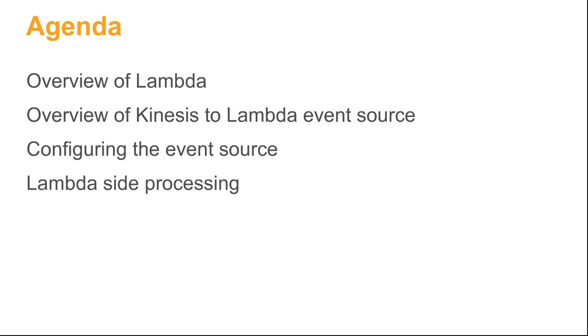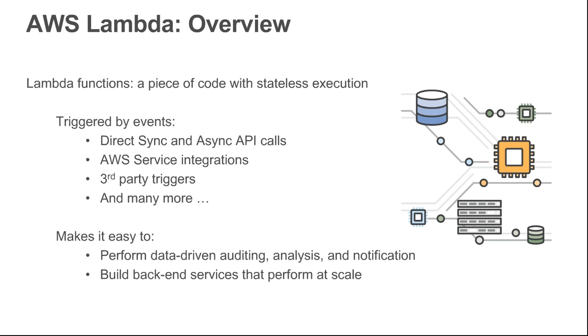So to start off, I want to talk about Lambda itself. A Lambda function is a piece of code with stateless execution. Another key component of this is the fact that it's triggered by events. You can trigger these events directly with a synchronous or an asynchronous API call, through the CLI or a Java SDK. Or you can trigger an event through various AWS service integrations. This can include S3 events, Kinesis or DynamoDB stream events, and SNS notifications as well.